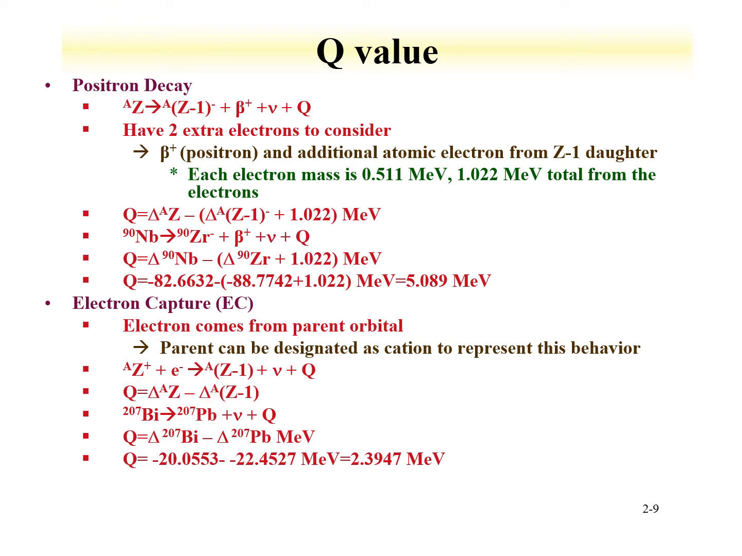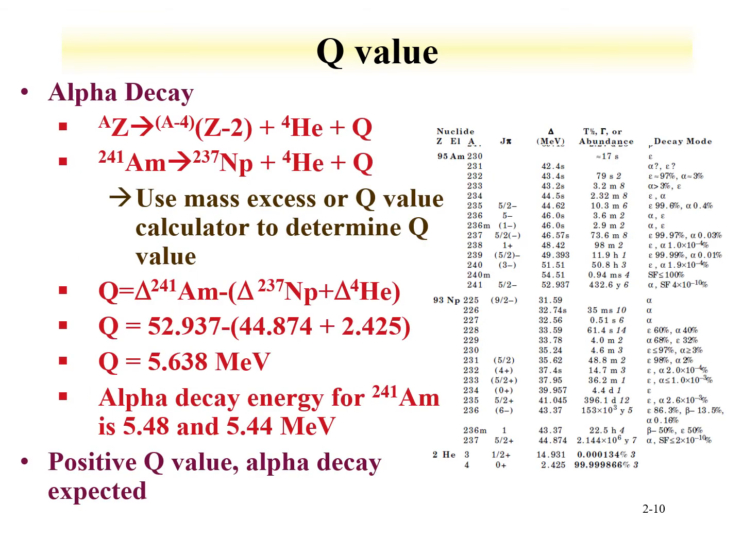So let's look at the electron capture of bismuth-207 to lead-207. Again, that's moving down the periodic table. We can negate and ignore the neutrino. The Q value is listed here, so we just need to get the mass excess for these isotopes. We obtain the mass excess for these isotopes, we run the equation, and we get that the Q value for electron capture of bismuth-207 is 2.3947 MeV.